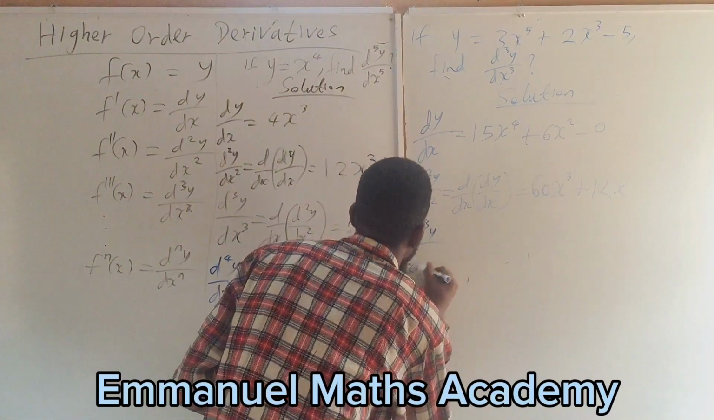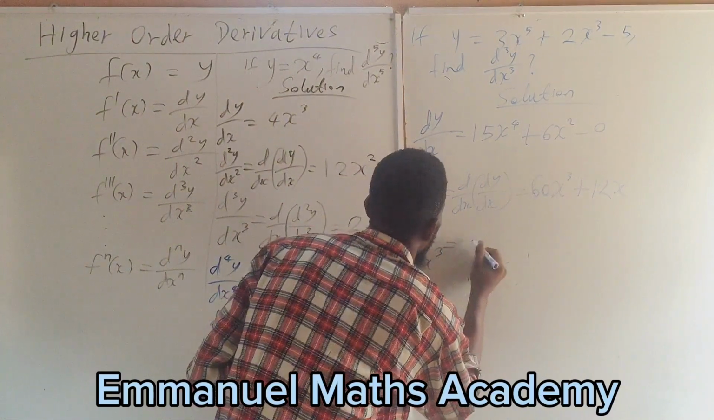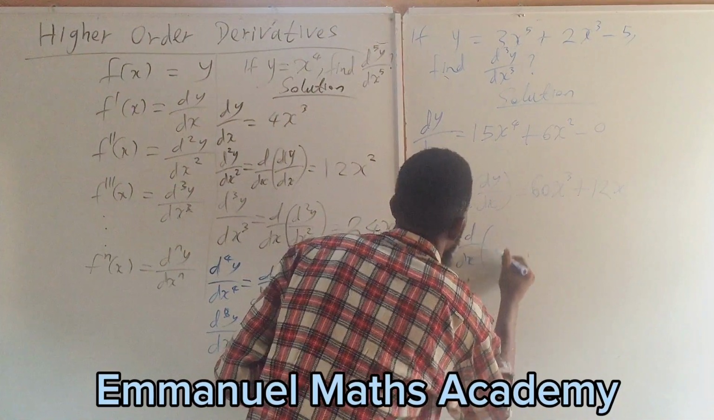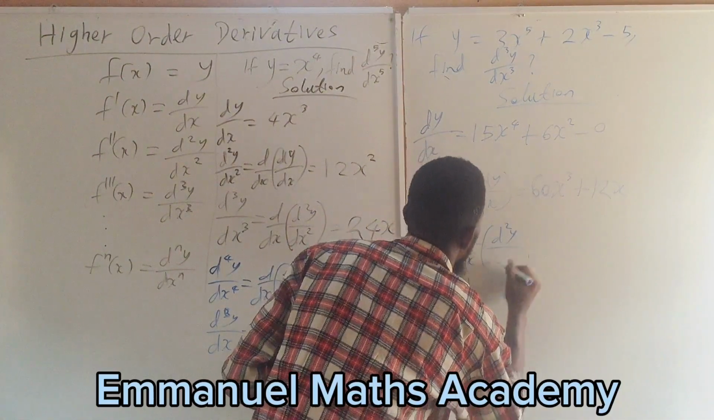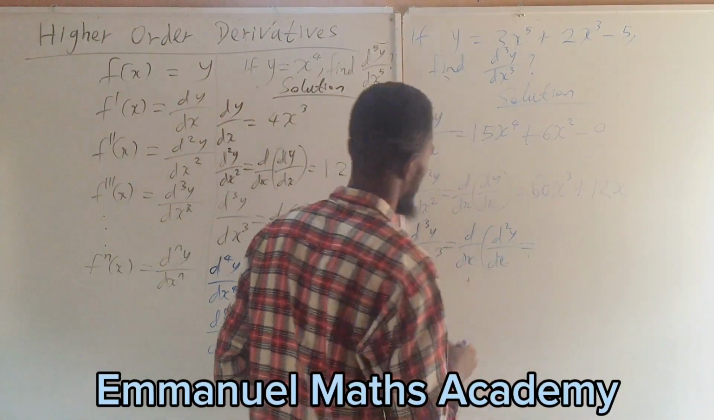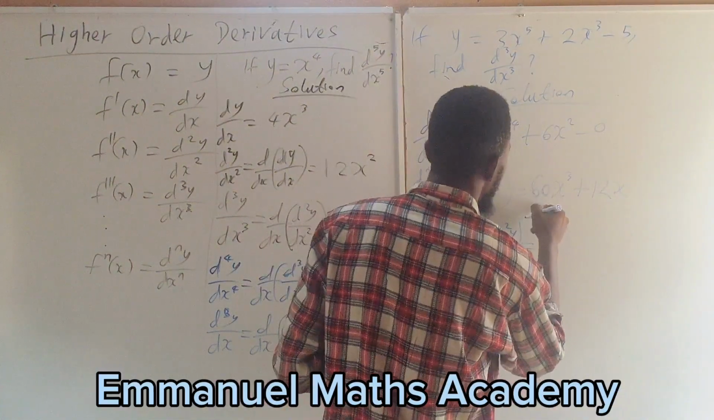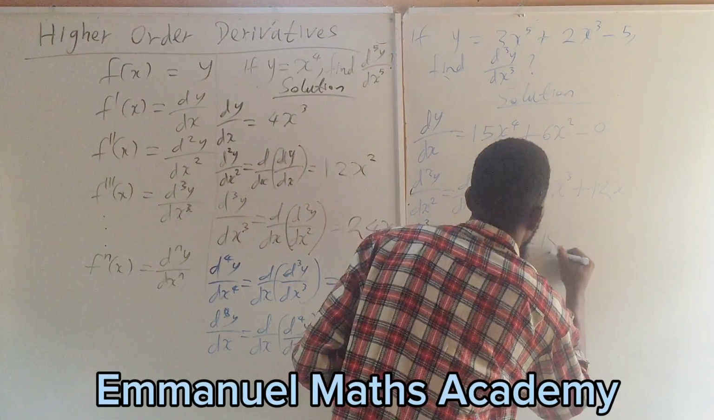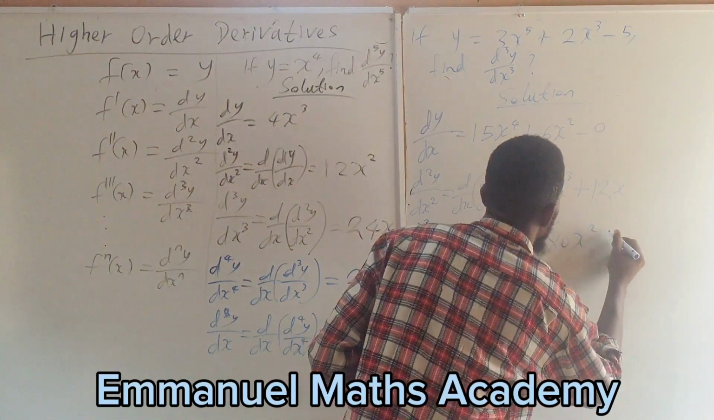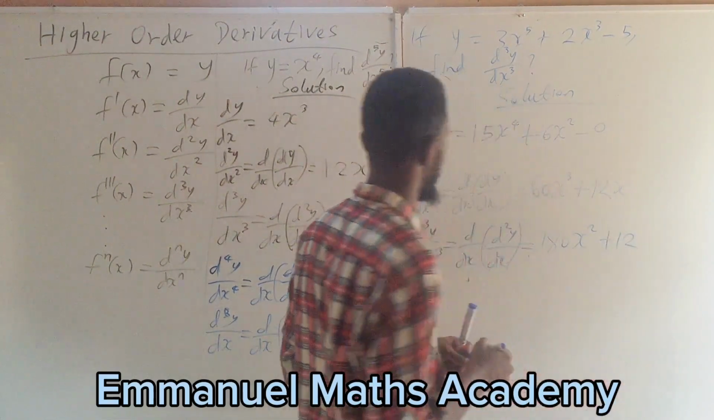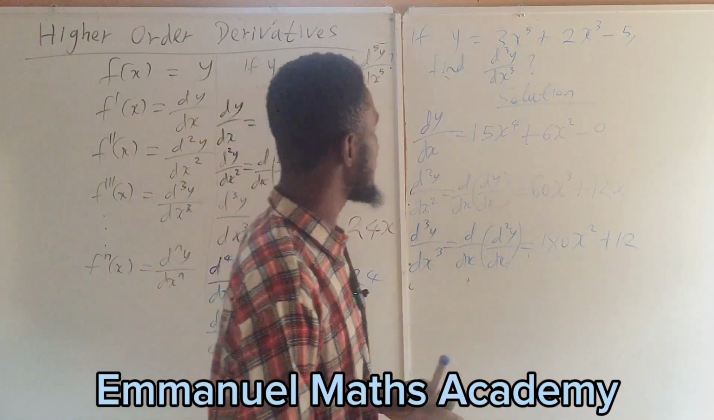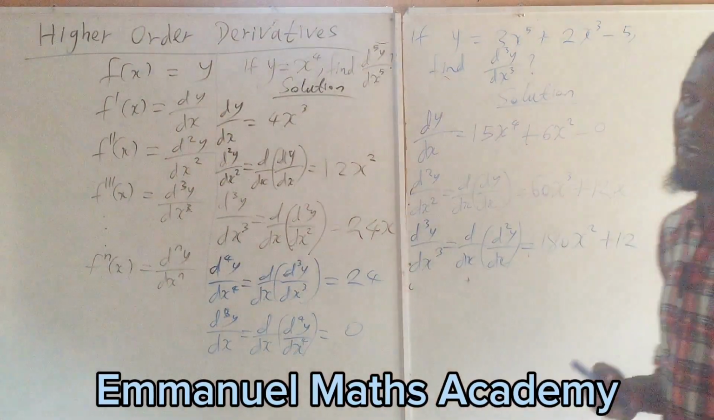Then the third derivative is d power 3 y over dx power 3 equal to d over dx of d squared y over dx squared, equal to, differentiate this again, you now have 180x power 2 plus 12. As simple as that. So this is just the concept behind higher order derivatives.